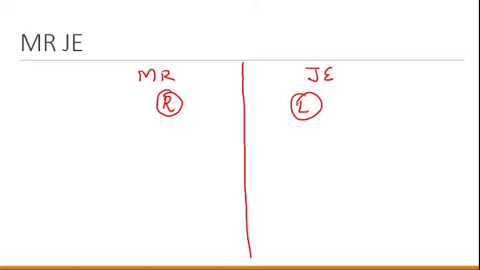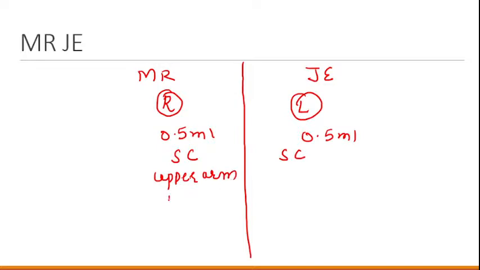Now, measles, rubella and JE, they are brothers. One brother is righty and another brother is lefty. JE is given on the left side. They both are given 0.5 ml, both subcutaneous, both at the upper arm, and both at 9 months. Everything is the same about measles and JE. They are brothers. Only one difference.